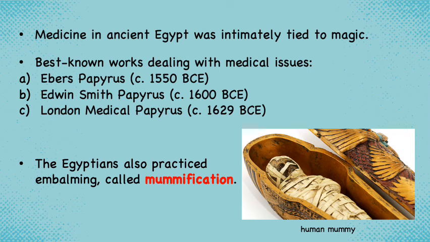Mummification probably began around 2,600 years before the Common Era, and it continued and developed for over 2,000 years.